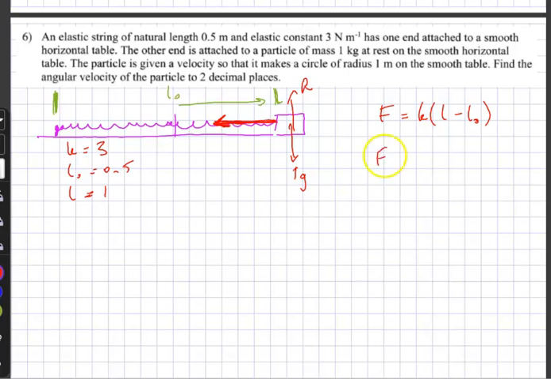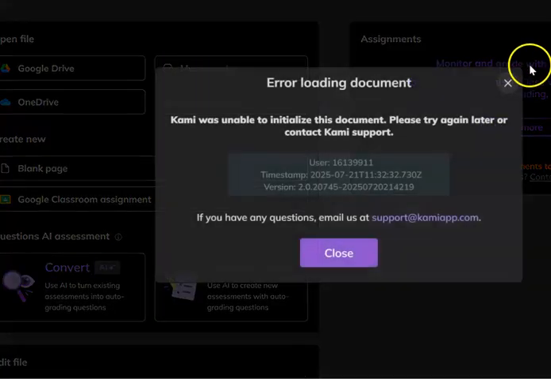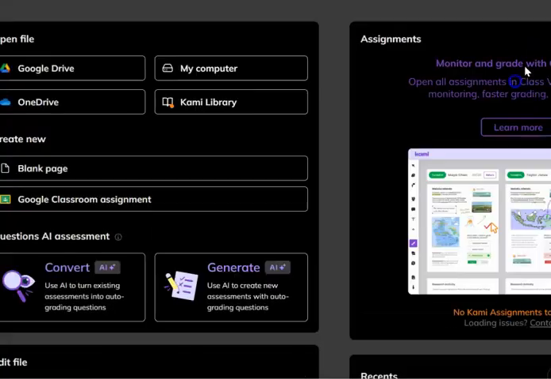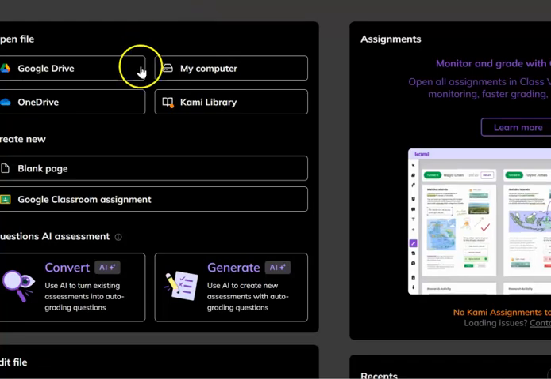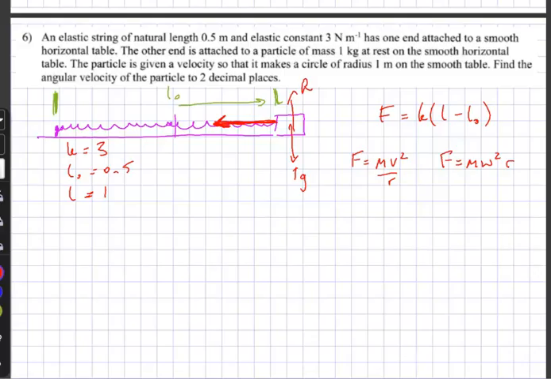We know that centripetal force is mv squared over r, but it's also equal to m omega squared r, where omega is the angular velocity. Right, okay, and that's what we're being asked to find out here. So we're actually going to use this formula.